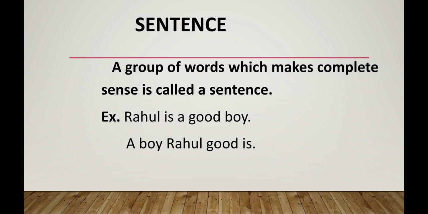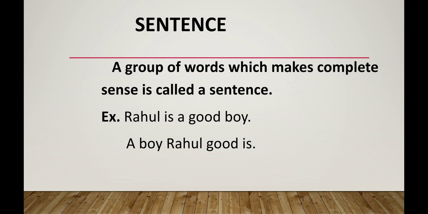For example, Rahul is a good boy. This is a complete sentence. Let us see another sentence. A boy Rahul good is. This is not a sentence because the words are not arranged properly. So whenever we make a sentence using words, all the words should be in a proper order. If not, it will not make sense.